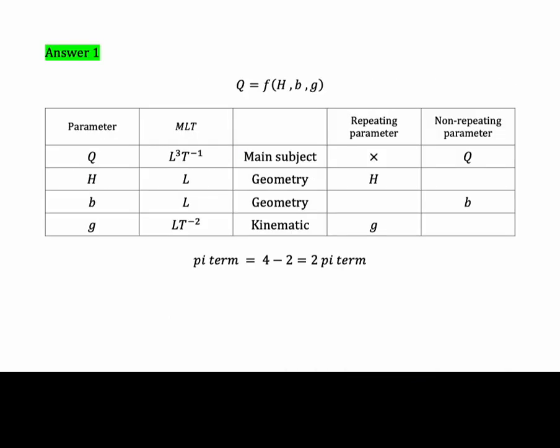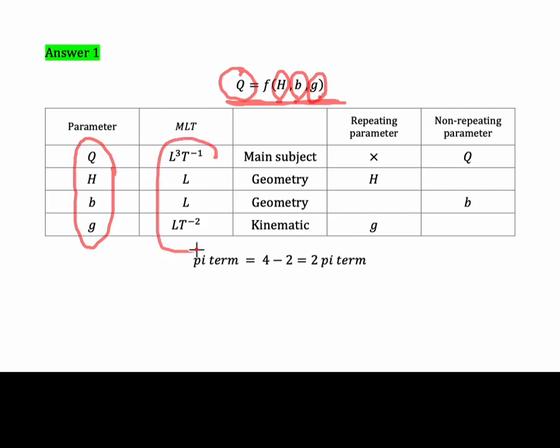Then what we need to do is write the mathematical expression like this one. Q is a function of H, B, and G. We list all those 4 parameters and we list the MLT dimensions for all of them. Then we categorize all the parameters. Q will become the main subject here, so for sure it cannot be a repeating parameter. It will become the non-repeating parameter.